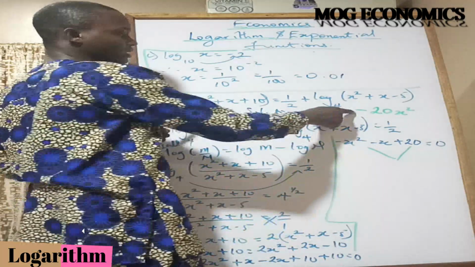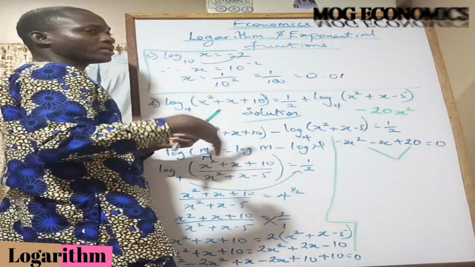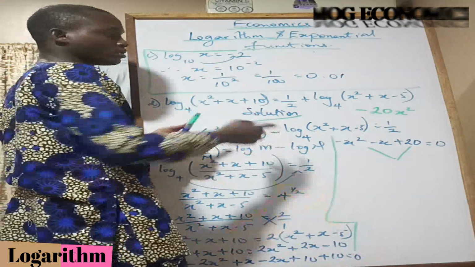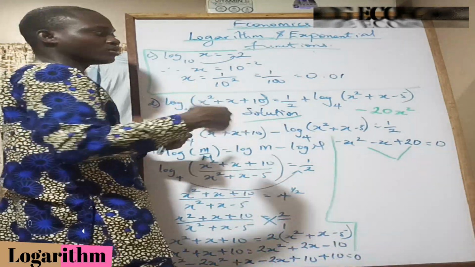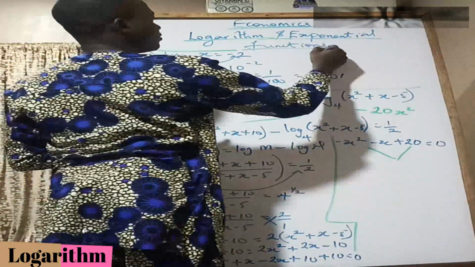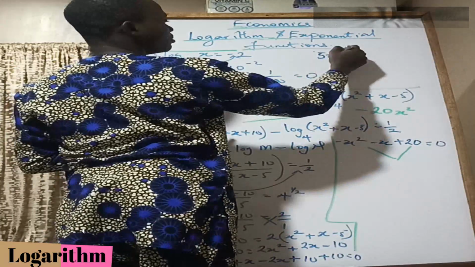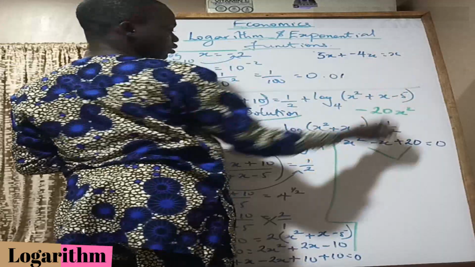Since this answer is in minus, let's use 5 and 4. All right, so plus 5x minus 4x will give us minus 20x squared. Like 5x times minus 4x gives us minus 20x squared. Or 5x plus minus 4x just gives us x. It's not going to give us minus x.